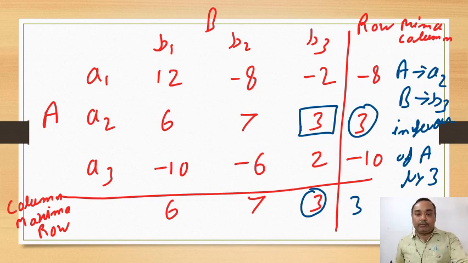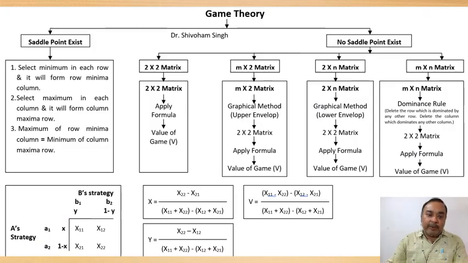Again, check the rule. The rule says to select the minimum in each row, and it will form the row minima column. Already we have discussed this: we have to select the minimum from each row. Then select the maximum in each column, and it is going to form the column maxima row.